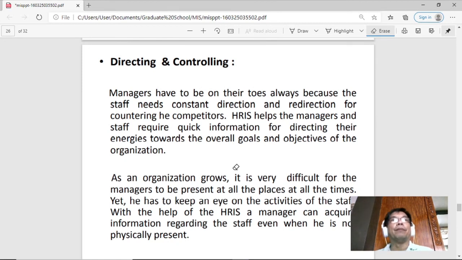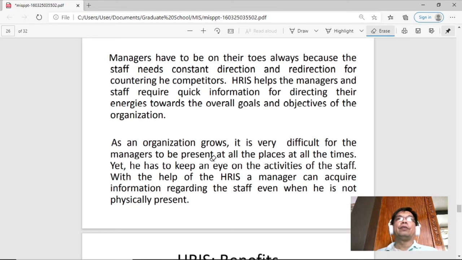Directing and controlling. Managers have to be on their toes always because the staff needs constant direction and redirection for countering competitors. HRIS helps the managers, and staff require quick information for directing their energies towards the overall goals and objectives of the organization. So that's where MIS enters, or the HRIS.